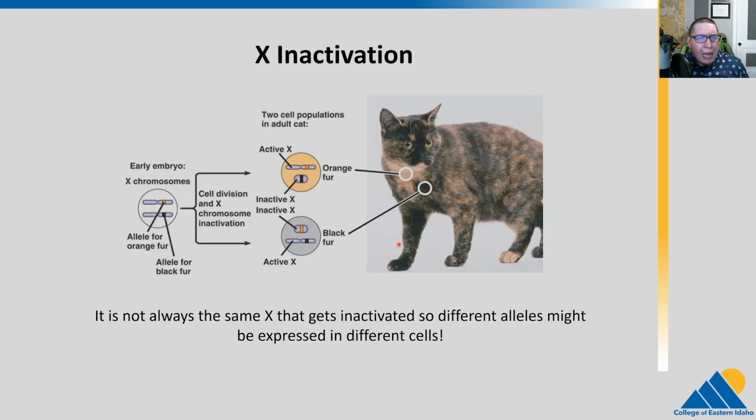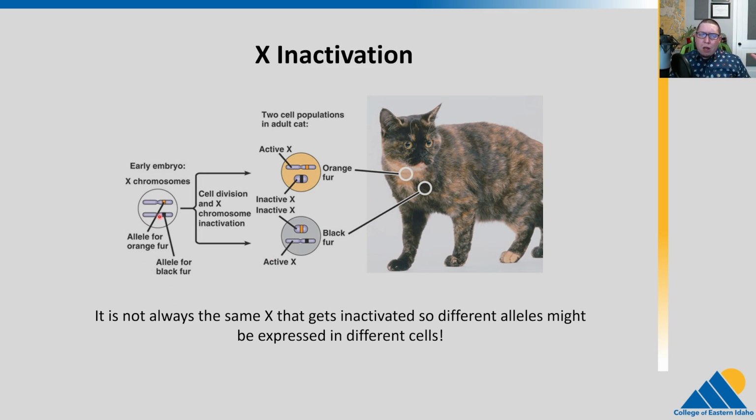So let's look at this in cats. Here we have a cat, and this is a tortoiseshell cat. So it has orange fur and this darker black fur here. Why is that? Well, these pigmentations are linked to the X chromosome. It inherits one from the maternal lineage and one from the paternal lineage. On one of them, we have the allele for orange fur. On the other, we have the allele for black fur.